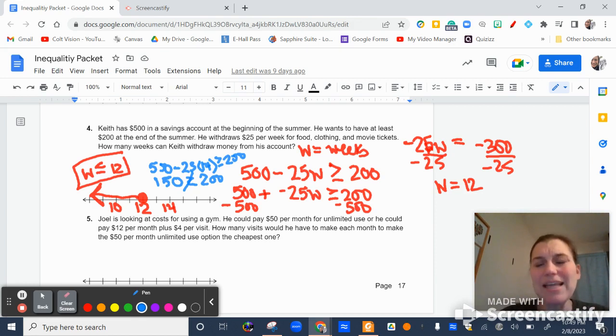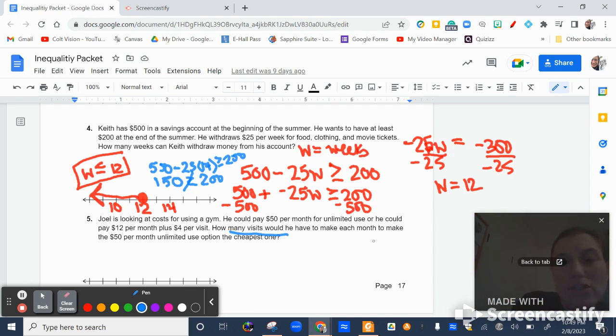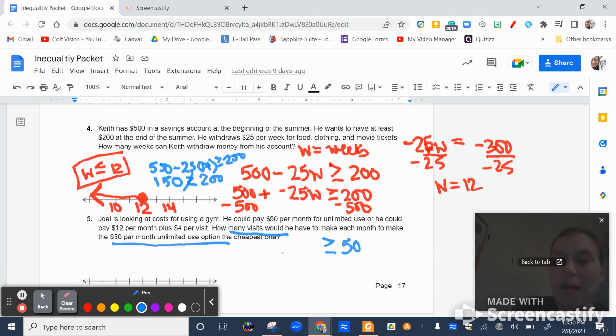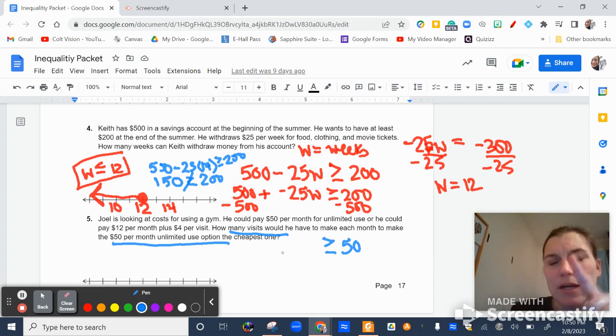So what we're going to figure out is how many visits would he have to make so that the $50 option is still the better one. So we want the $50 option to be the one that costs less, because we're saying that the other option where you're paying per visit would cost more. So the thing we're trying to find is the number of visits. So months is not the variable. Even though everything's per month, the months are not the variable. We're only considering 1 month at a time. The visits are the variable.